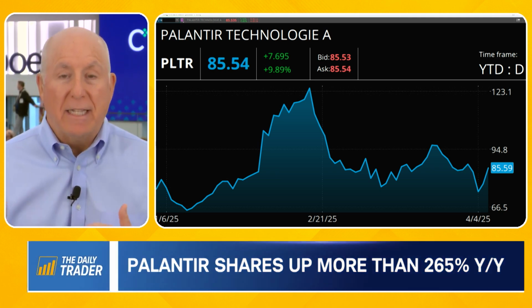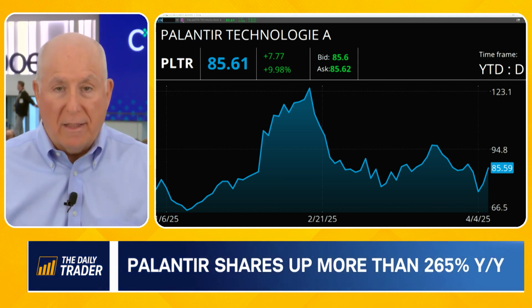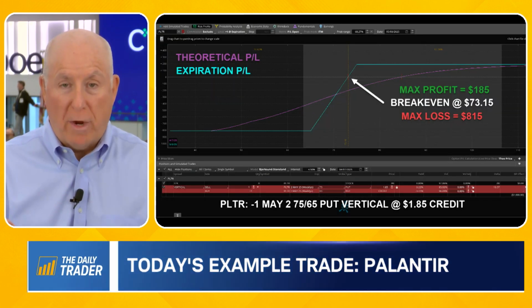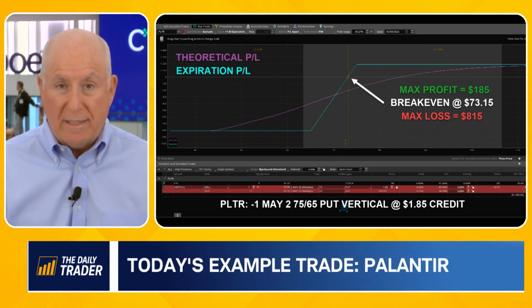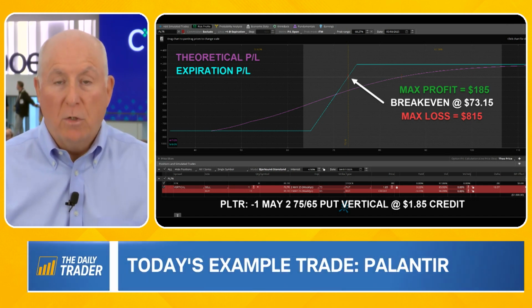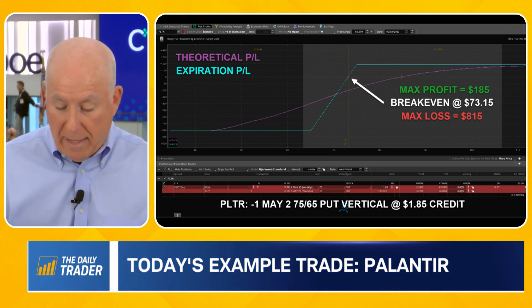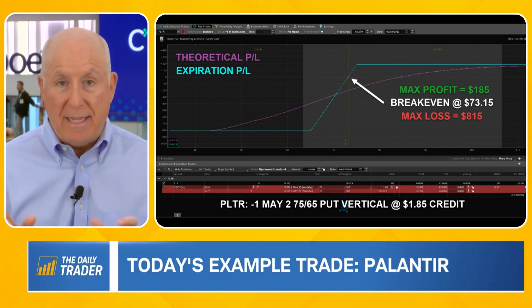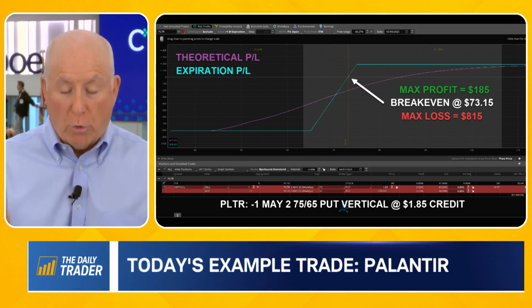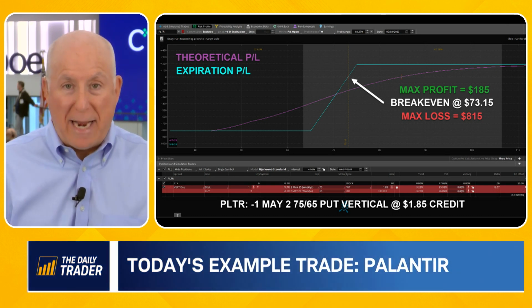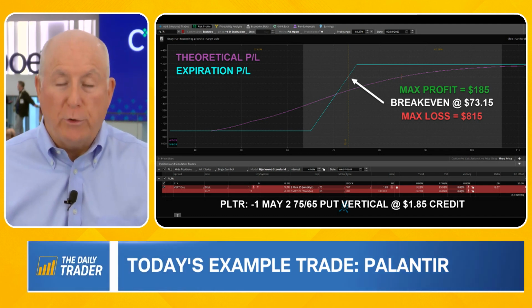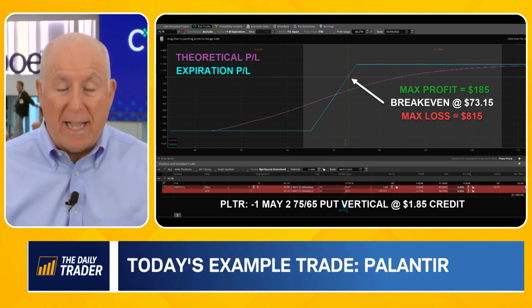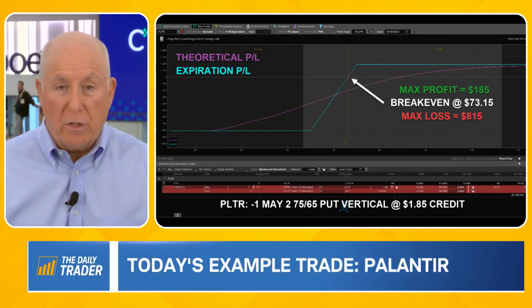And again, let's deal with 1.85. If you sell this for $1.85, that's the max profit on this trade. The risk, the difference between the $10 strikes minus whatever credit you took in, that would be $815 is the risk on this trade. And the break even is the short strike, in this case the 75 minus the credit taken in, which takes you to 73.15. The short Vega on this put vertical is about 260.